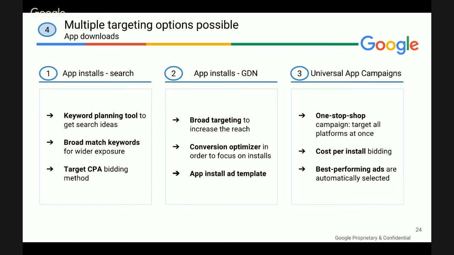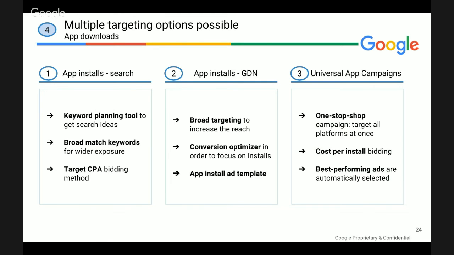Again, there are 3 different targeting methods that could be used to increase the customer base for your mobile apps. The first one, to drive app installs, is search. And I already mentioned the broad targeting that is usually done for mobile ads to increase the possible range of interested customers. So in order to achieve that, broad match keywords could be used. Of course, then there's the keyword planning tool, which could give you really nice search and keyword ideas, and target CPA, which could lead to the customers that might be most interested in acquiring the app.